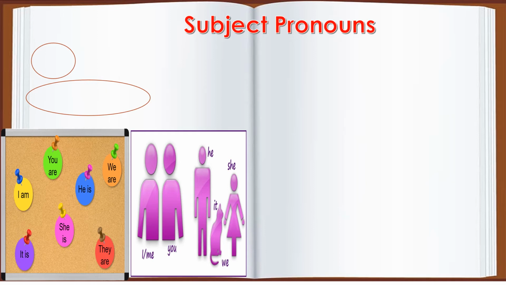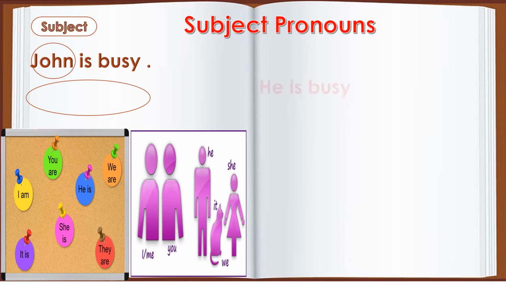As I told you in our previous lesson, we have a group of subject pronouns. They are you, we, he, I, she, they, and it. These pronouns can replace the noun or the name if it is in the position of the subject, before the verb. For example, when we say John is busy, John is the subject, so you can replace John with he. We can say he is busy.